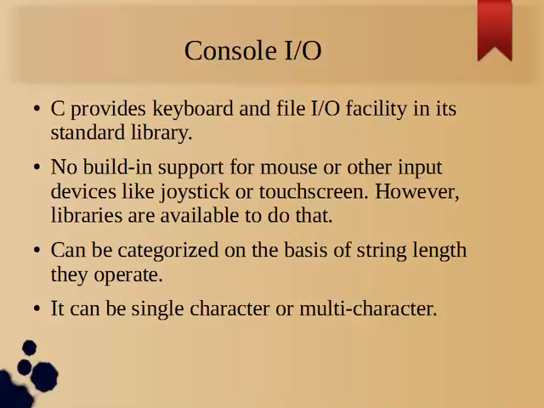So, C gives you two types of IO facility, that is through its standard library. One is keyboard input and display output. Earlier it used to be punch cards and so on. Now it's keyboard and file IO. File means your disk files. The standard library supports these two.